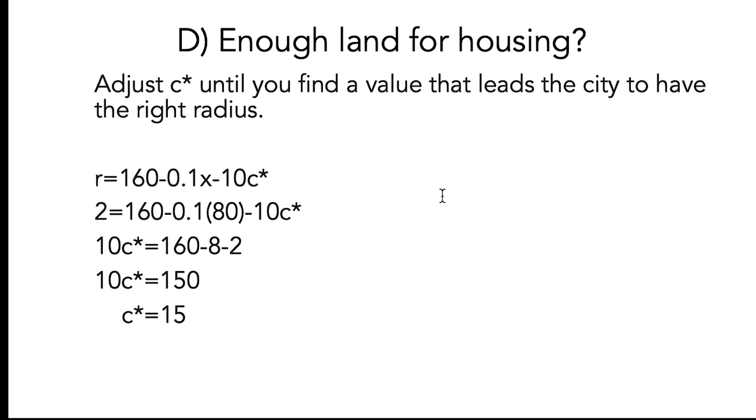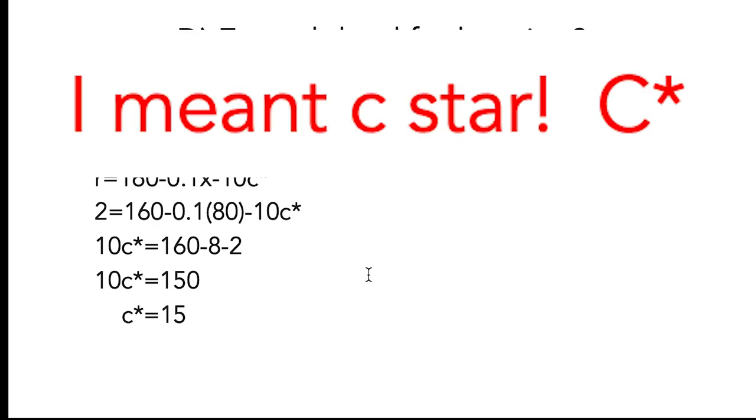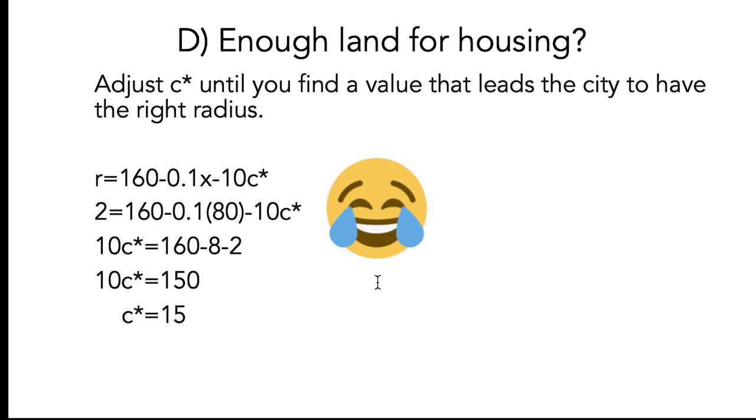Okay, so let's adjust C. The consumption will be adjusted until we find a value that leads to the city having the right radius. Of course, we're assuming here that we cannot change the size of the city. So let's go ahead and plug the right amount of x that we need, which is 80. In this case, then we have from this equation that 2 is equal to 160 minus 0.1 times 80 minus 10c star. Now we need to solve for c star.